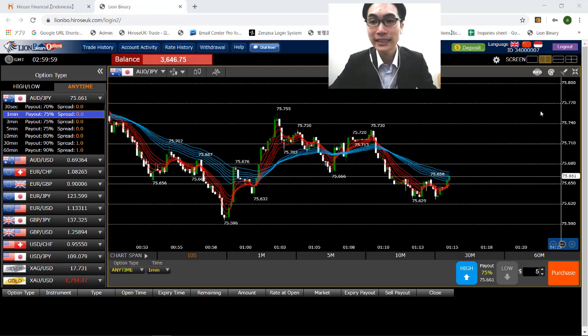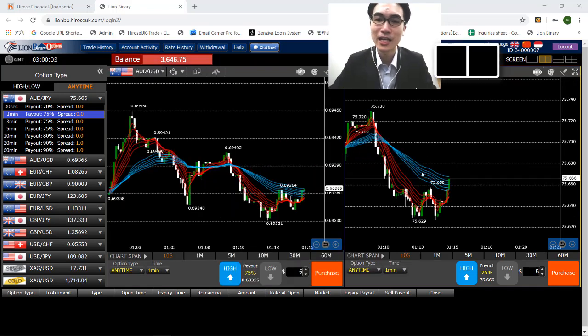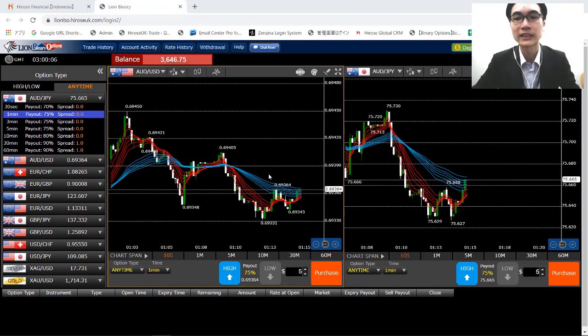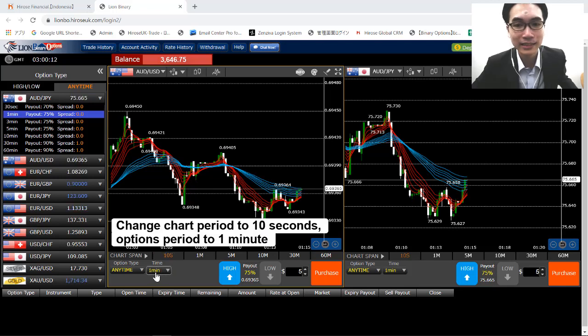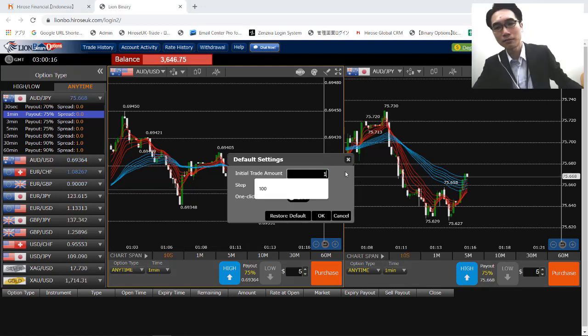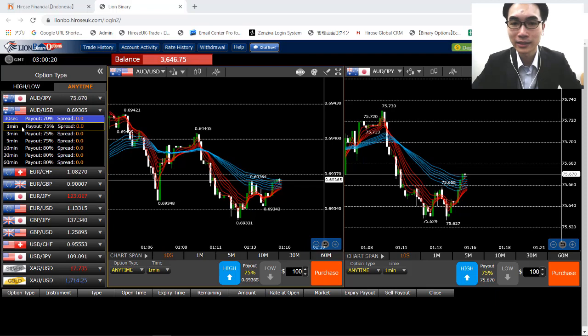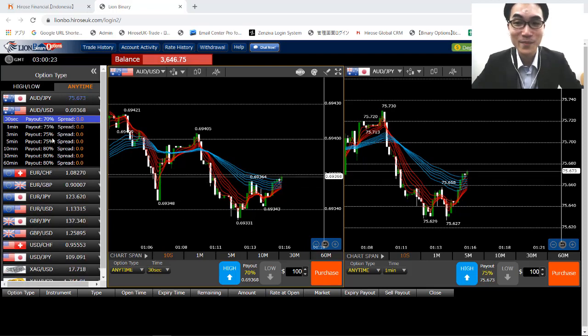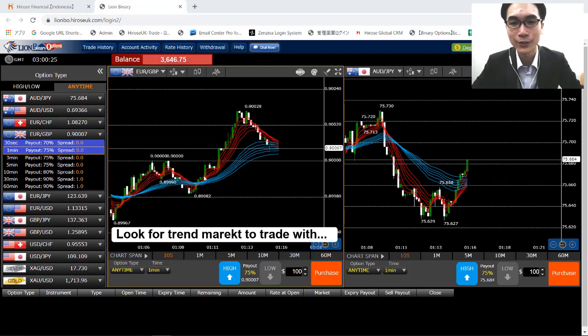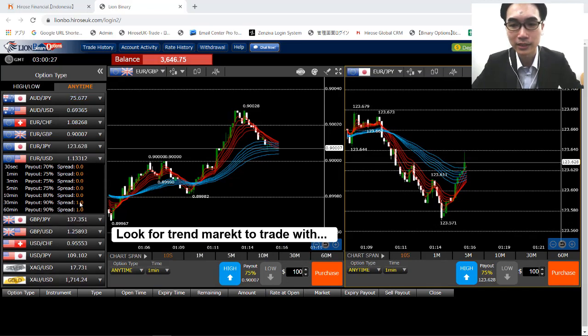And for today, I still want to trade with two currency pairs at the same time, so I will use the two view vertical function there. Alright, last we just need to confirm the chart period is set to 10 seconds and then the option period is set to 1 minute. Okay, we are all ready, and then just need to browse the right market movement to trade with, meaning that we need to spot a market trend.